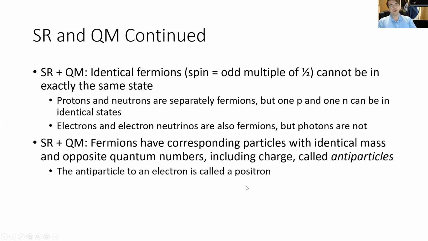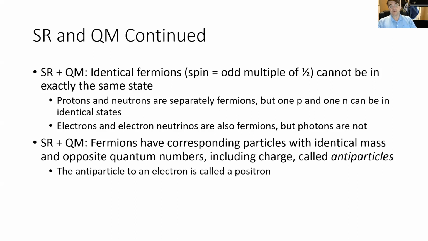Some things where special relativity and QM are combined. Identical fermions, and a fermion is a particle with a spin that's an odd multiple of 1/2. Identical fermions cannot be in the same state. This is the Pauli exclusion principle you've heard of in chemistry. It's also true for protons and neutrons separately. So 2 protons cannot be in the same state. 2 neutrons cannot be in the same state, but you can have the same state occupied both by a proton and by a neutron.